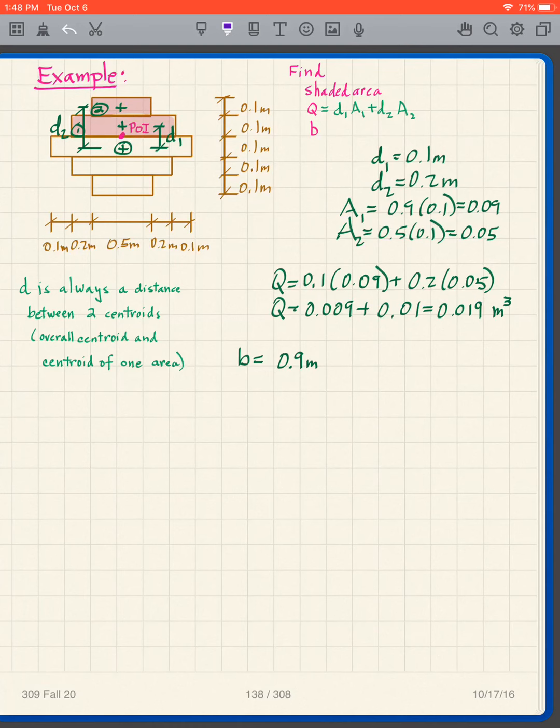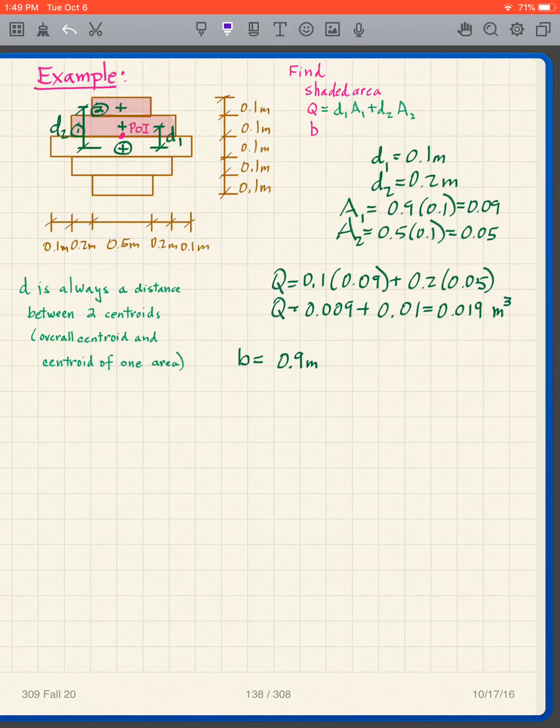0.019 cubic meters. Meters cubed. It's not a volume. It looks like a volume, but it's not. It's, again, this area moment. And again, it has not much meaning. It's not a concept. It's a definition.